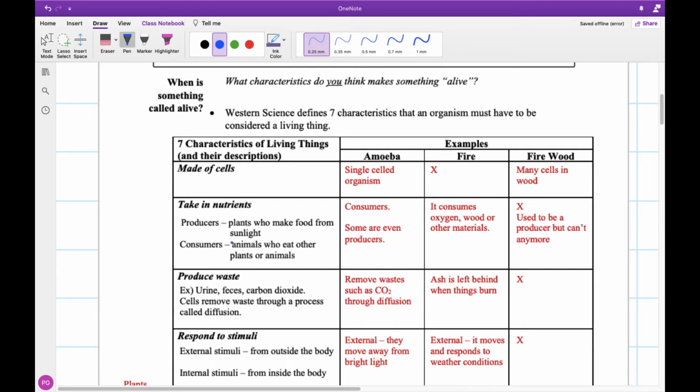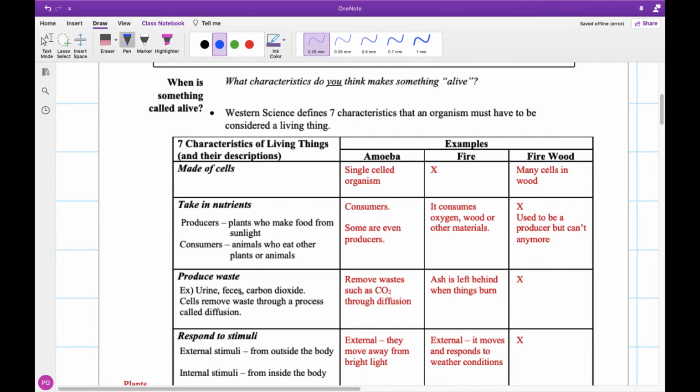The second thing is it needs to take in nutrients. Producers, like plants, make food from sunlight, while consumers, like animals, eat other plants or animals. An amoeba is a consumer. Some are producers, but most of them consume little bits of food or other matter wherever they find themselves. Fire consumes oxygen, wood, and or other materials. Firewood used to be a producer when it was part of a tree, but can't anymore because it is no longer part of the tree. It's been chopped out of the tree.